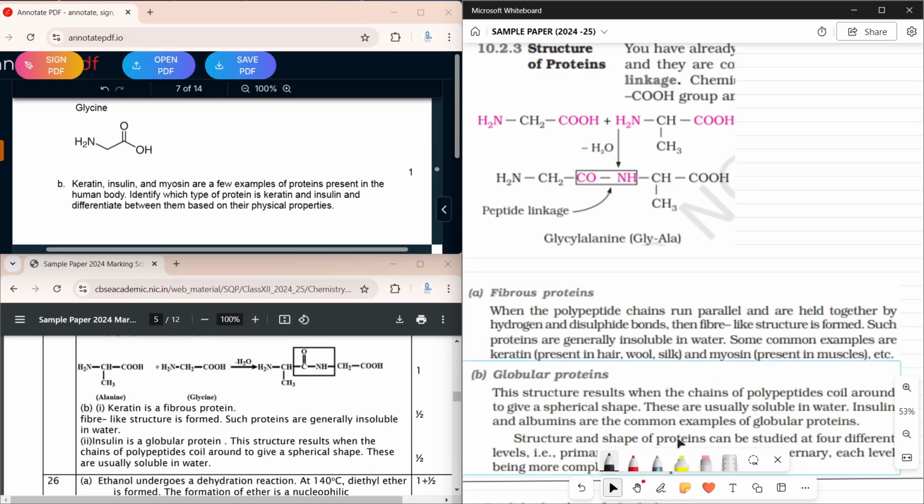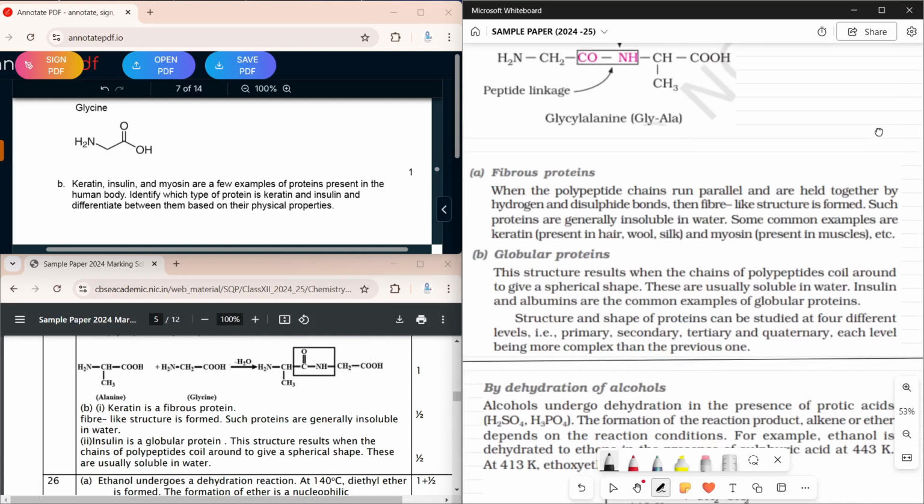On the other hand, globular proteins, the example we have over here is insulin and albumin, but basically the chains of polypeptides are coiling around each other, which gives them a spherical shape. That's why you call them globular proteins. Obviously, they're further divided, but as long as you mention what kind of protein each of these is and how they are different, you should be good to go. And this is also from the chapter biomolecules.